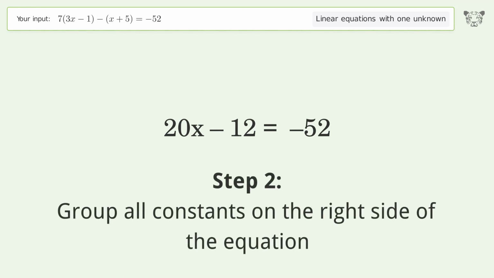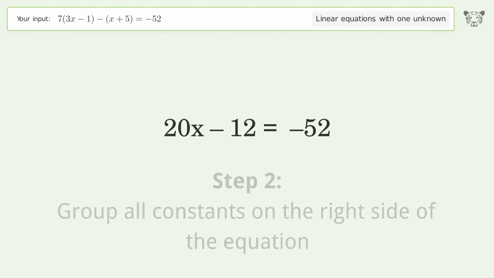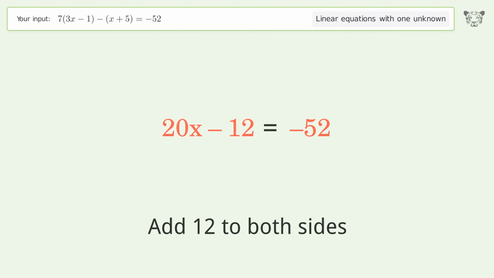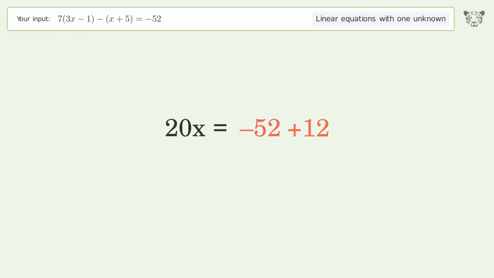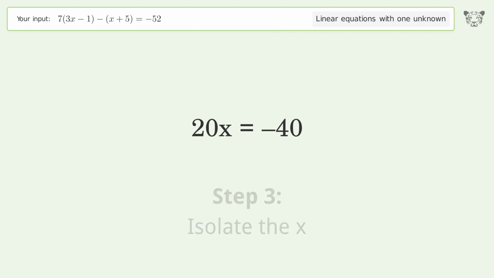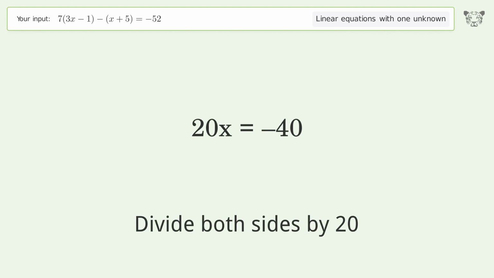Group all constants on the right side of the equation. Add 12 to both sides. Simplify the arithmetic. Isolate the x. Divide both sides by 20.